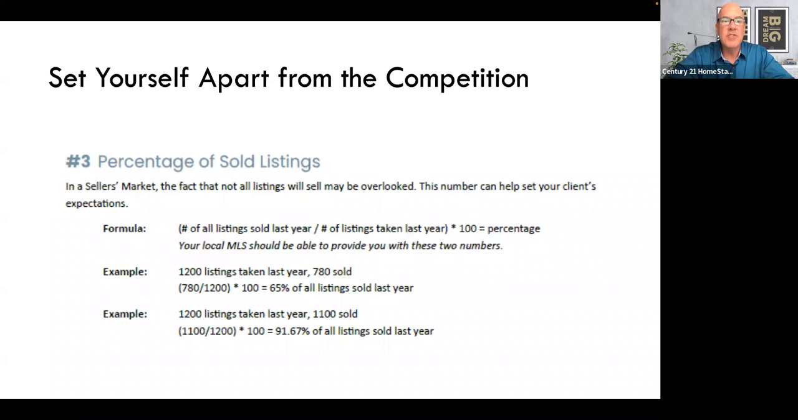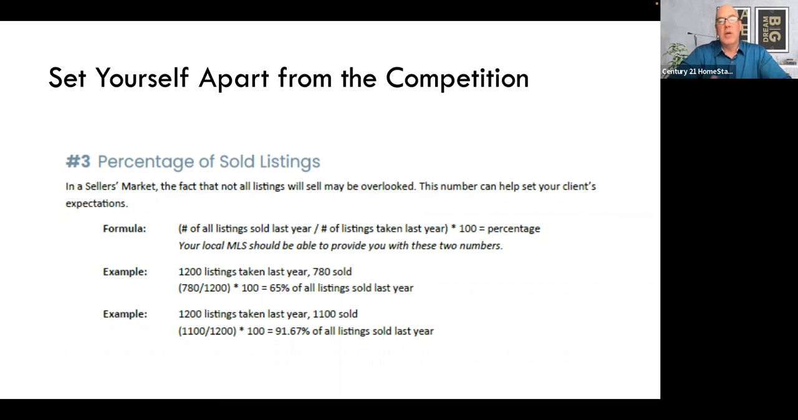Number 3, percentage of sold listings. So how many sold, in a whole area, in a whole county, in a whole market, you could see how many listings are on there. So you could show people, hey, for example, 1,200 listings were taken last year in this city or in this county or in this market, and 780 sold last year. That's basically 65% of all listings sold. So you can really go into depth about this by area or city.